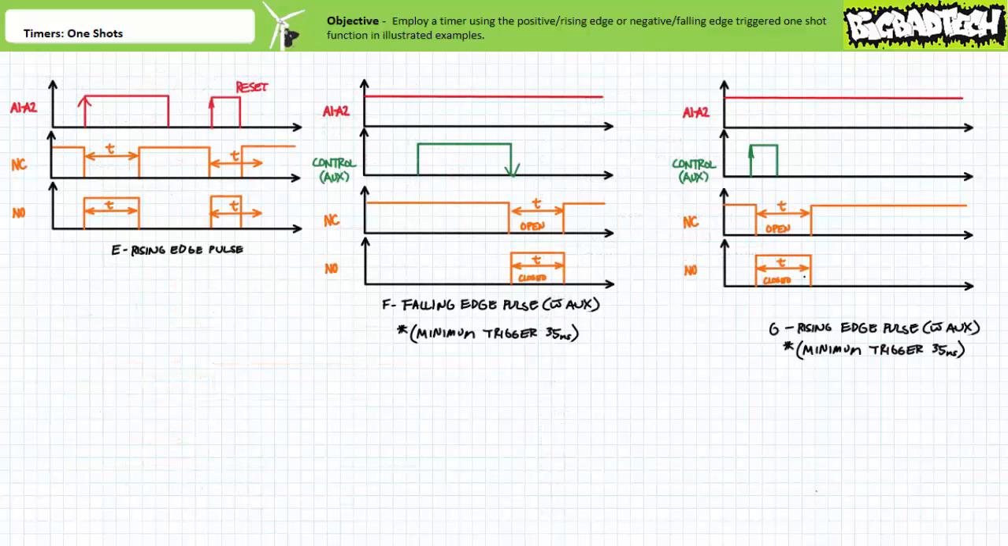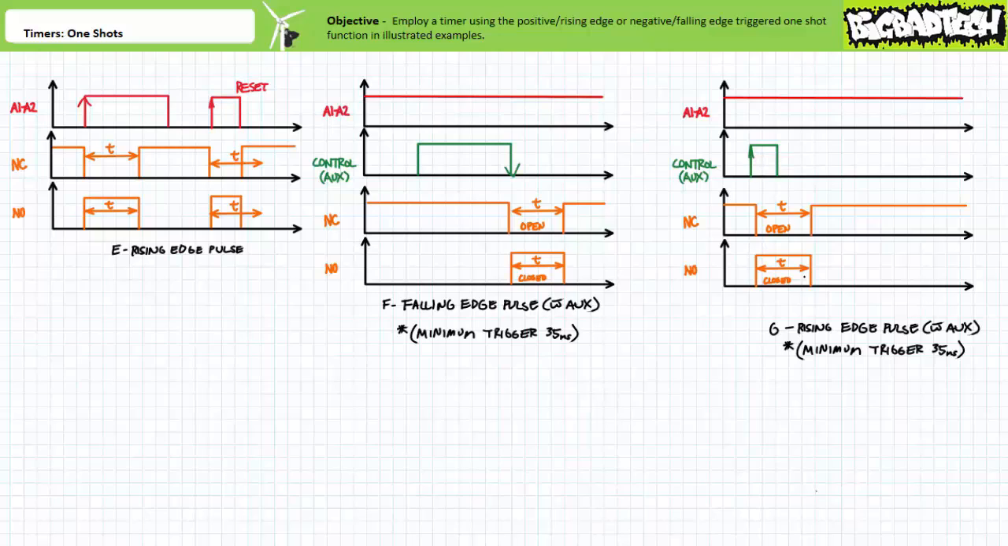If you think about it, really the only difference between function G and the previously discussed function E, rising edge pulse, is that function G is looking for a positive going transition of the auxiliary controlling input signal rather than the coil. As long as the auxiliary controlling input lasts longer than a minimum of 35 milliseconds, the length of the incoming pulse does not determine the energized duration.